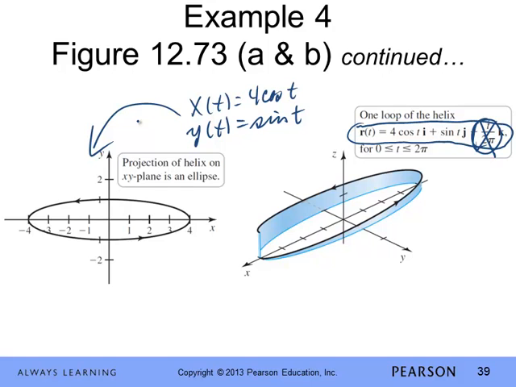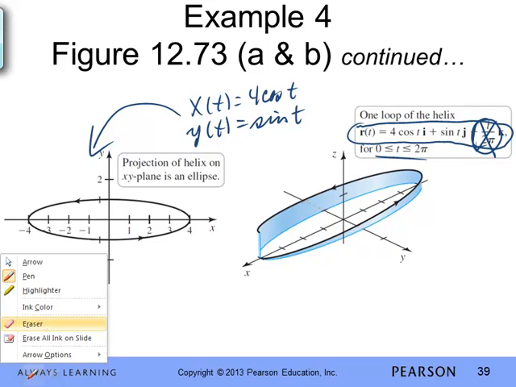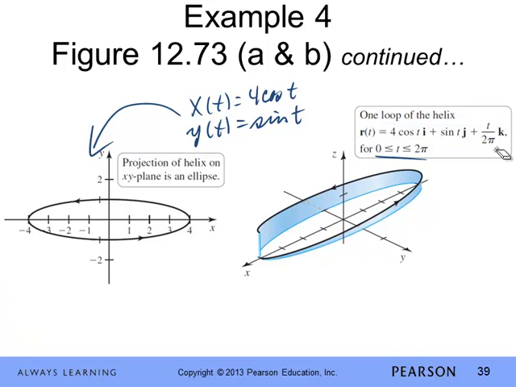And there's the graph of it. It just goes round and round as t goes around every multiple of 2 pi in the counterclockwise direction. And now bring back in that z component of t over 2 pi.